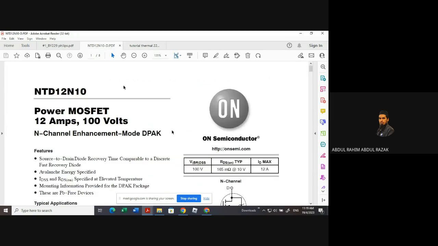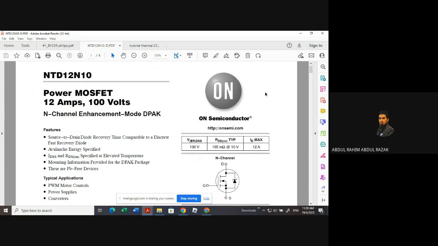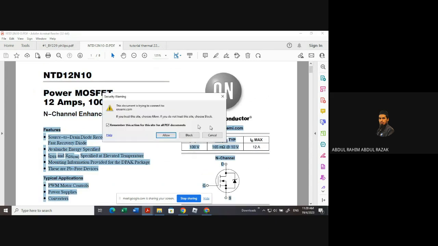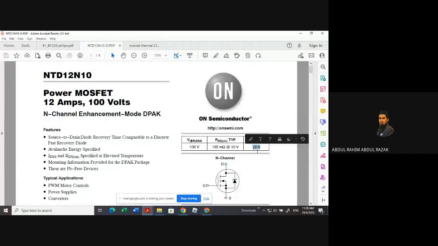Look at your data sheet. As I told you before, the front page will show you the dashboard of the device. So this is your dashboard. By right, it can conduct up to 12 ampere throughout the device, and it can withstand from drain to source about 100 volt. That means you can use it in a 100 volt environment. If you apply more than 100 volt, you will break down or short your circuit. Same goes for your current: if you conduct more than 12 ampere, you will melt down your circuit. You can damage it.